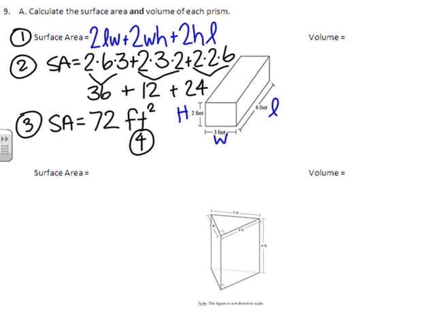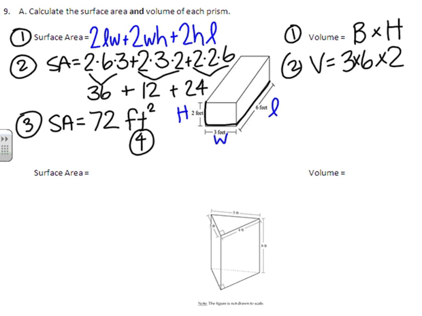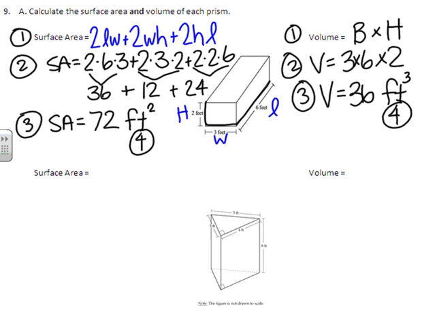All right, and to find the volume, we're going to do area of the base times the height. So we can do this 3 times 6 for the base, and then multiply that by the height of the prism. Okay, so 3 times 2 is 6, and 6 times 6 is 36. And volume is always in feet cubed, or how many cubes fit inside.